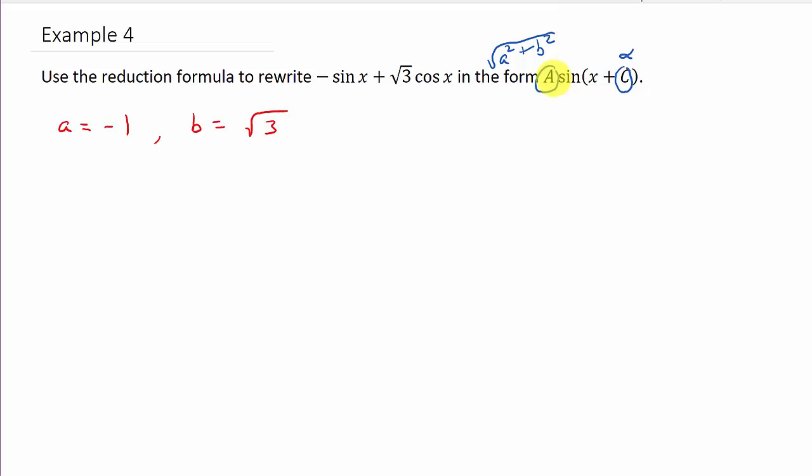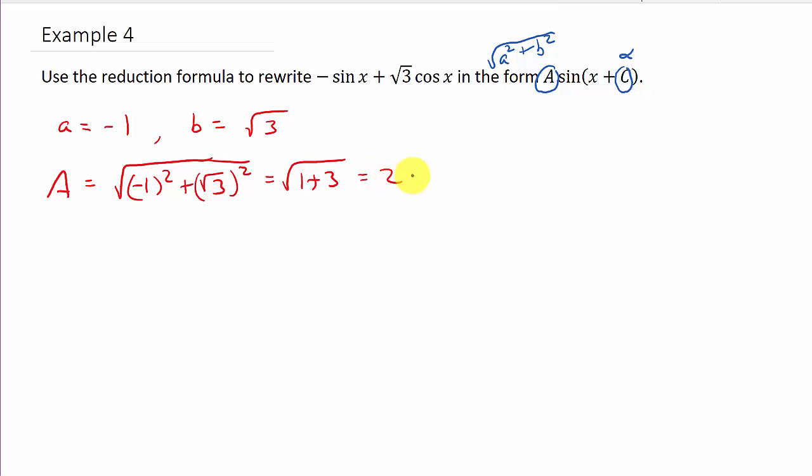And so now we can get big A here. So A is equal to the square root of -1 squared plus square root of 3 squared, which is the square root of 1 plus 3, which is 4. Square root of 4 is 2. Okay, so there's big A. Now let's look for C.